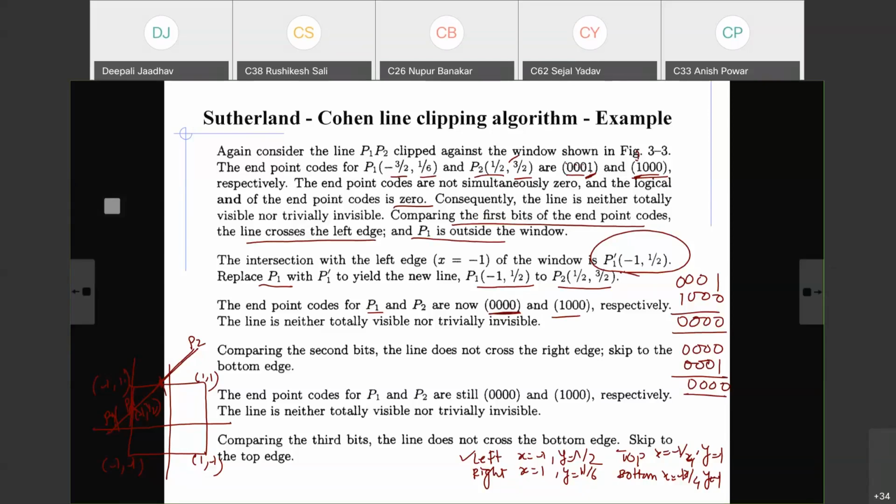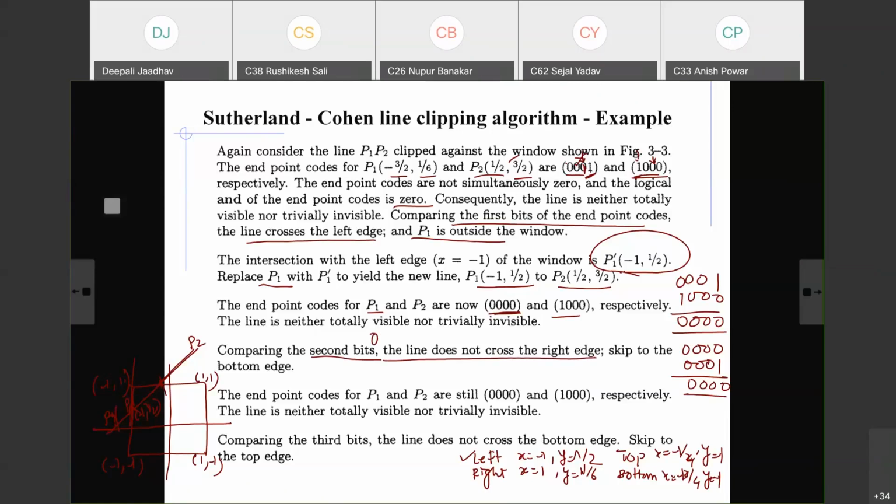So again we need to compare the second bit. What is the second bit? 0. So the line does not cross the right edge. Skip to the bottom edge. Have you understood? This point is 0 and this point is 0, means the line does not pass. We are going for P2 now, not P1. P1 already became 0, 0, 0, 0 here. The second bit is 0 means the line does not cross the right edge. So skip to the bottom edge. Now go for the bottom edge.